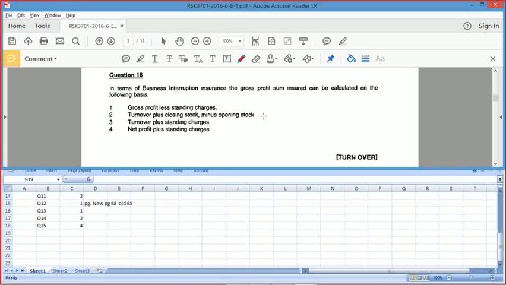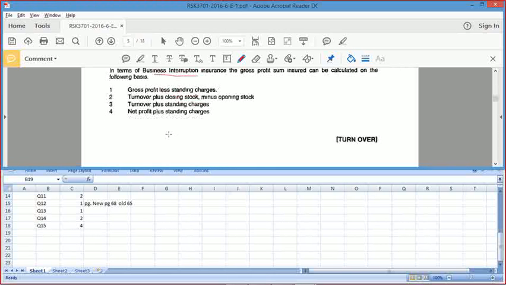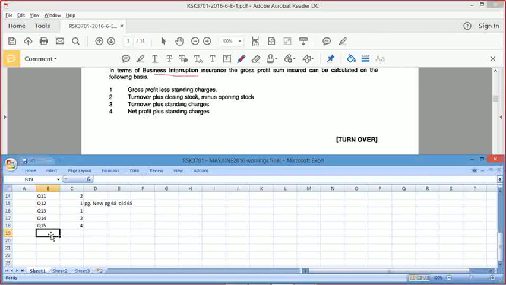Okay, question 16. In terms of business interruption insurance, this is interruption, so the business has been affected by a loss. Gross profit sum insured can be calculated on the following basis. Let's see: gross profit less standing charges, turnover plus closing stock minus opening stock, turnover plus standing charges, net profit plus standing charges. I would go with 2 here. I think this was a repeat question from the other past paper as well. It's actually number 4, because uninsured costs are missing, and you minus the opening stock.